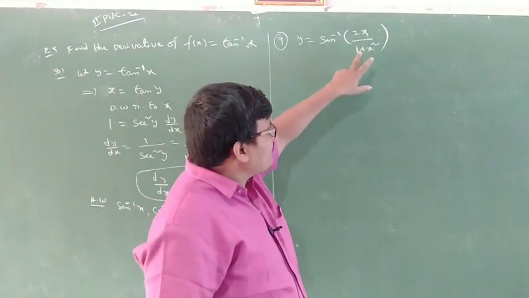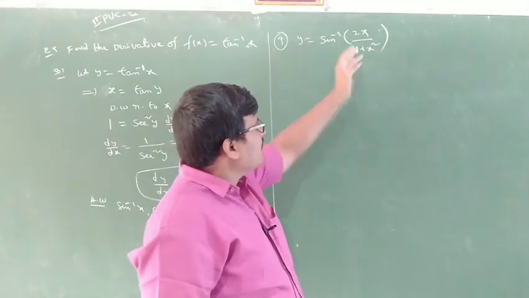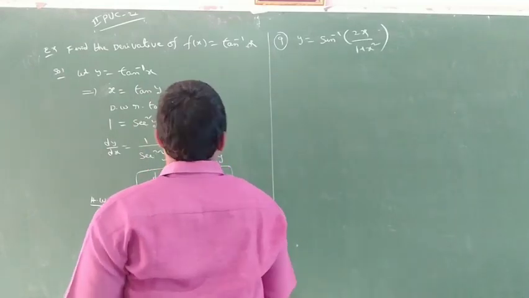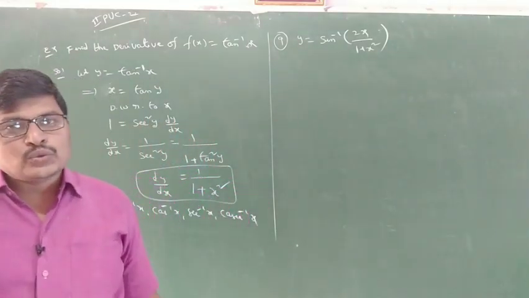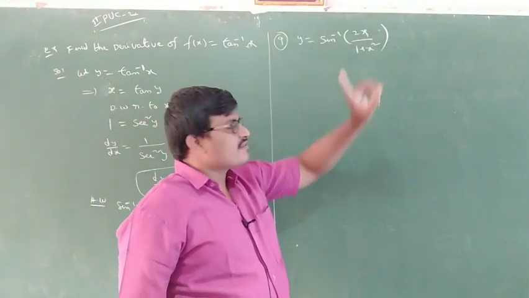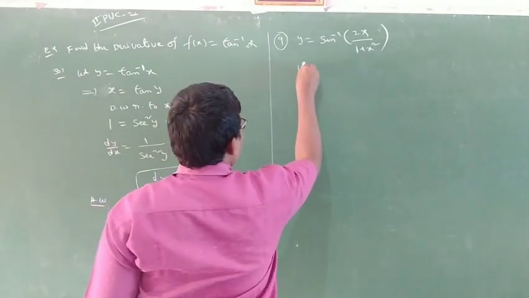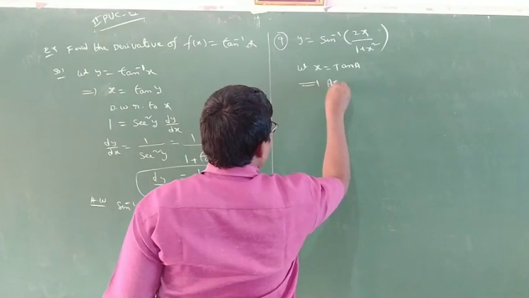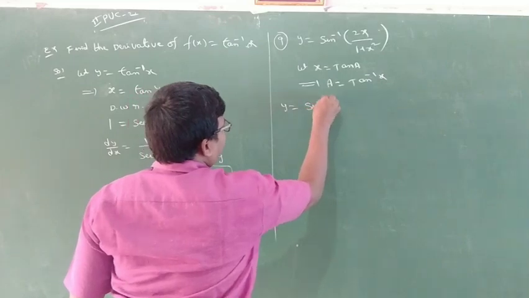So 2x by 1 plus x square can be converted in terms of sine. What do you have to take? The formula for sine 2a is 2 sine a into cos a, and also 2 tan a by 1 plus tan square a. First, let us take x is equal to tan a. That implies a is equal to tan inverse x.